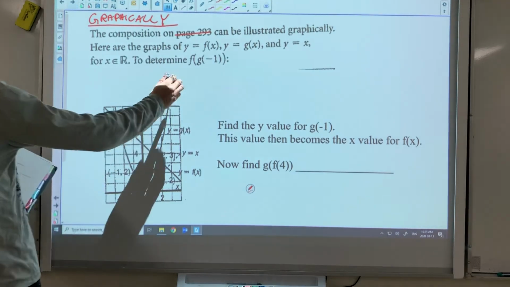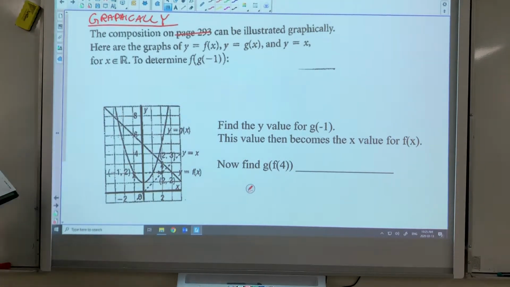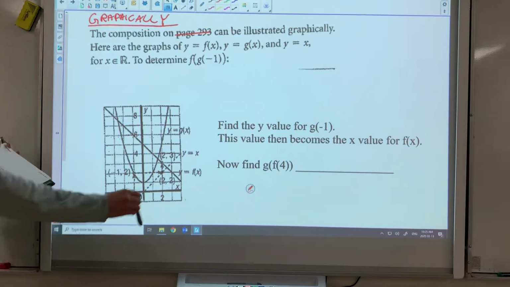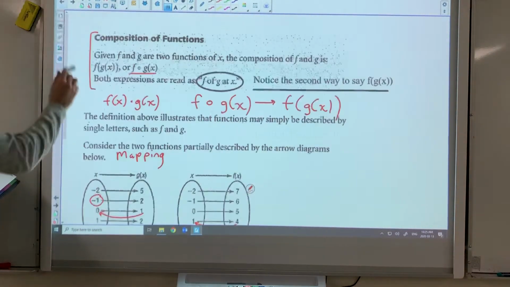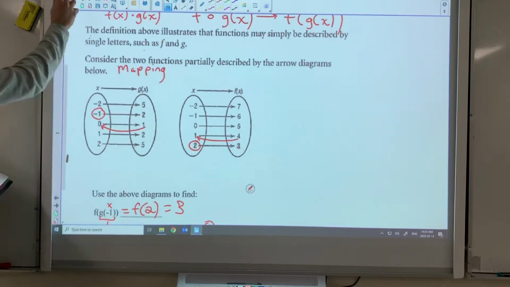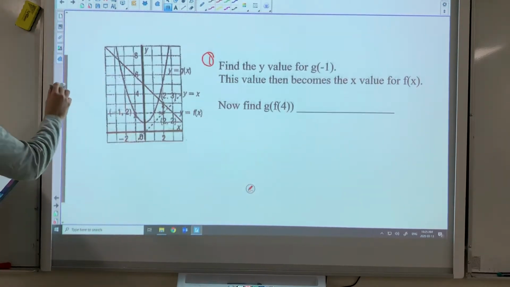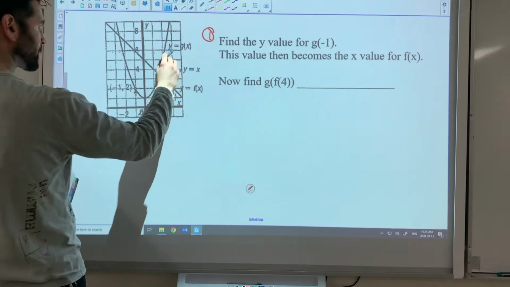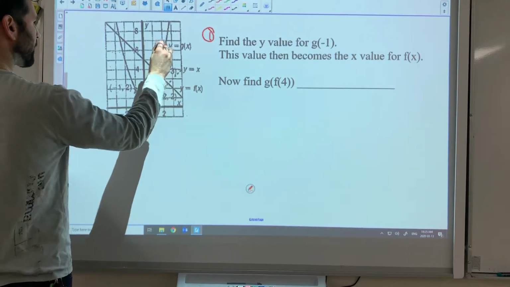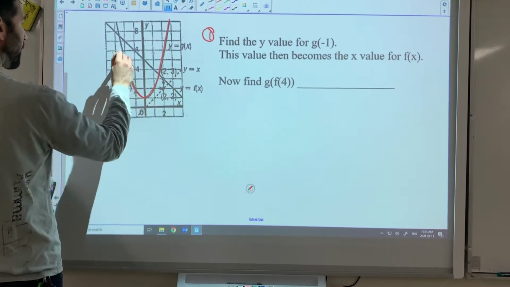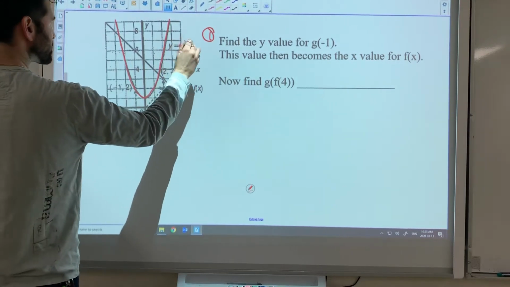And they want us to determine f of g of negative 1. Right, so first step, go find the y value for g of negative 1. It's just like when we were doing it with the mapping, right? Except this time we have a graph. So let's see, we're going to go to g, which is this one here. I'll highlight it in red. So that's g of x.